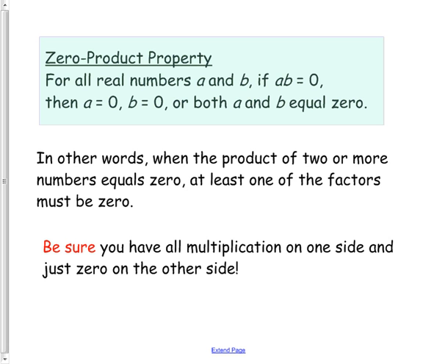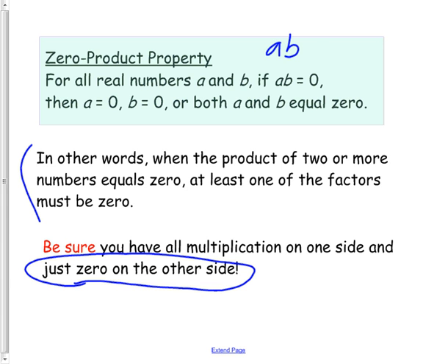All right, the zero product property basically is a big, long, scary-looking thing, but we got to get used to reading these things. For all real numbers A and B, which means this doesn't work for imaginaries, if AB equals 0, so in other words, if you get two things multiplied together equaling 0, then A equals 0, B equals 0, or both A and B equal 0. Good, that's a property. And here's the key, you have to have just 0 on the other side. If this is AB equals 7, this does not work. It has to equal 0 to make it the zero product property.